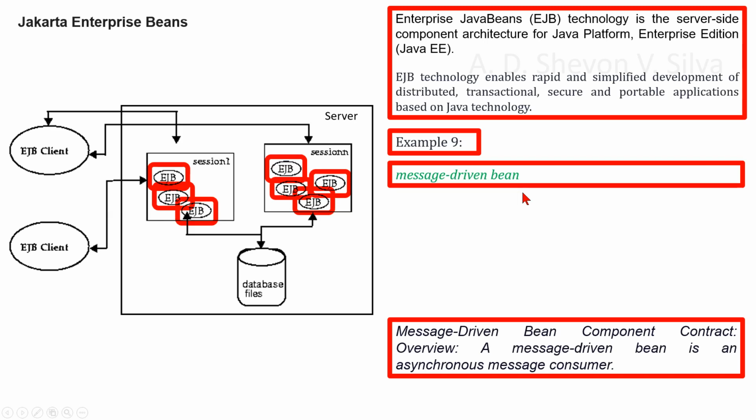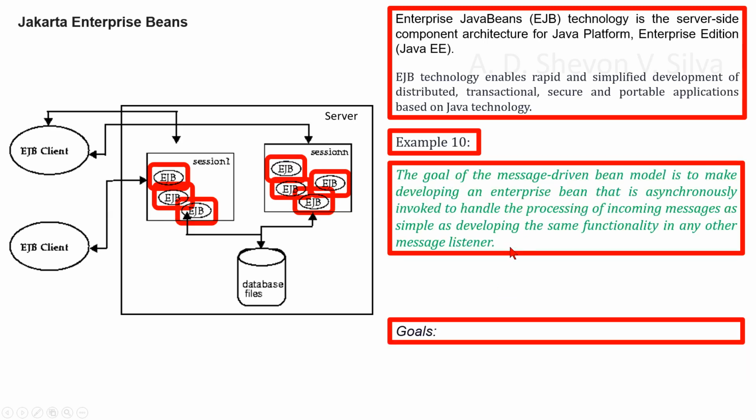However, the instance variable of the message-driven bean instance can contain state across the handling of the client messages. Examples of such state include an open database connection and a reference to an enterprise bean. Now we are considering goals.